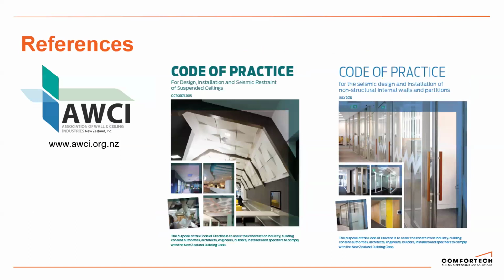The AWCI, which is the Association of Wall and Ceiling Industries, which I'm part of, has a couple of code of practice booklets, really handy. One's for suspended ceilings and one is for partitions. The benefit of these is that they are independent, so they're not brand specific. They give information in terms of compliance and regulations, and then they've got a bunch of different details which show common installation methods. Free to download on the AWCI website, really handy tools.